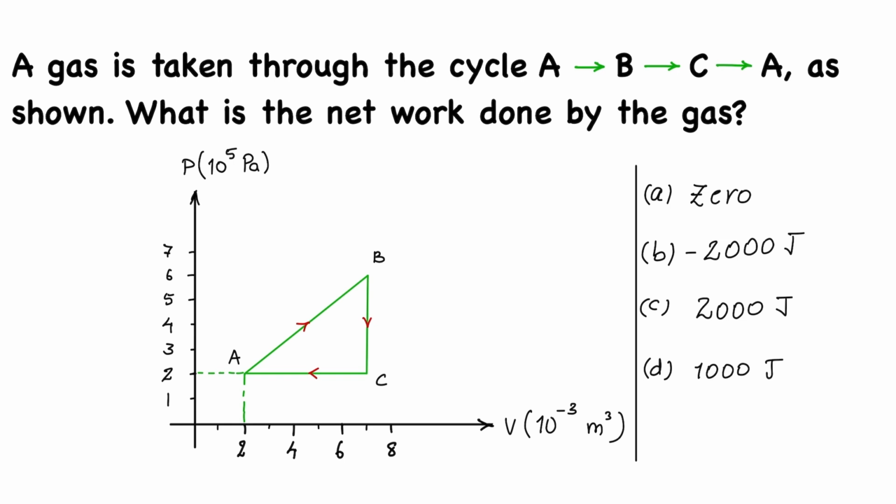In this video, let us discuss a question from thermodynamics which was asked in NEET. In this question, a gas is taken through a cyclic process from A to B, B to C and C to A as shown in this PV graph. And they're asking us to calculate the net work done by the gas.